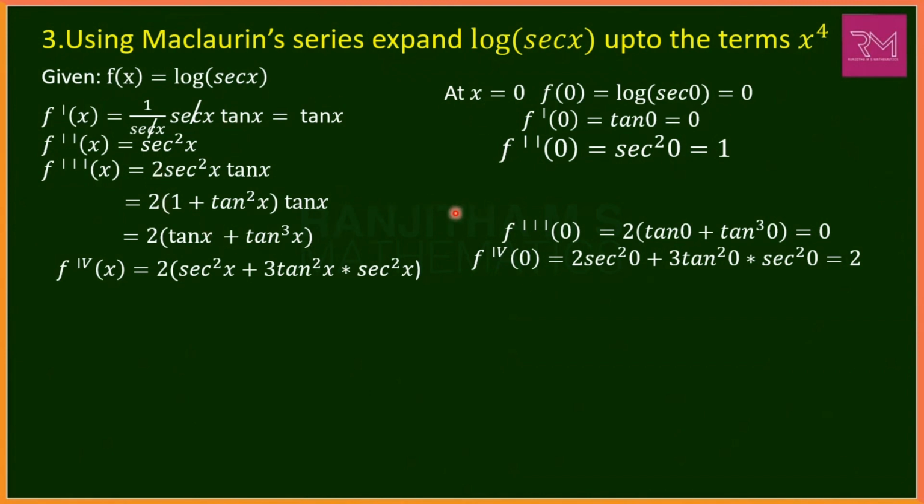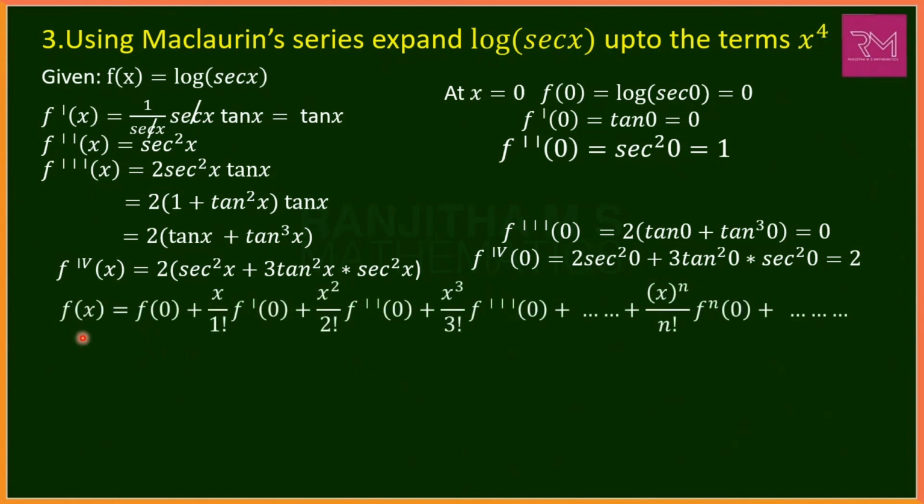After finding all these values, we know that the Maclaurin series expansion is given by this formula. Substituting all the values, we get f of x, which is log of secant x, equal to f of 0 value 0, plus x by 1 factorial into f dash of 0 value 0, plus x square by 2 factorial into f double dash of 0 value 1, plus x cube by 3 factorial into f triple dash of 0 value 0, plus x power 4 by 4 factorial into f power fourth derivative at x equal to 0 value 2, plus and so on. We have to stop here itself.